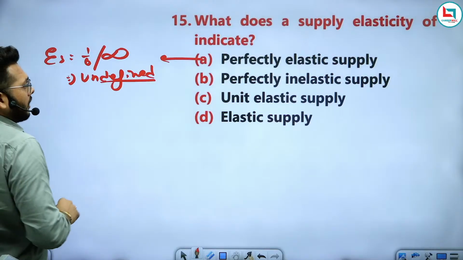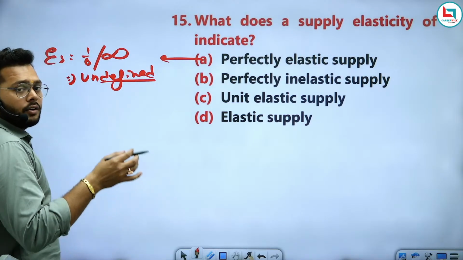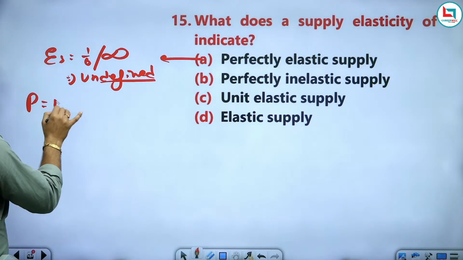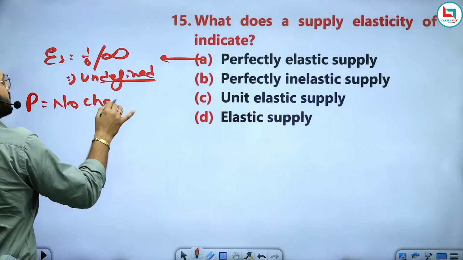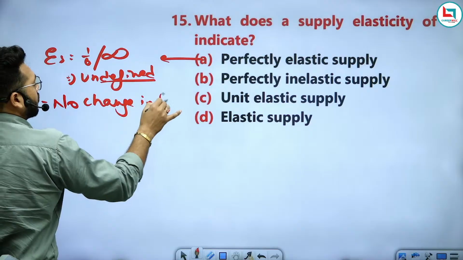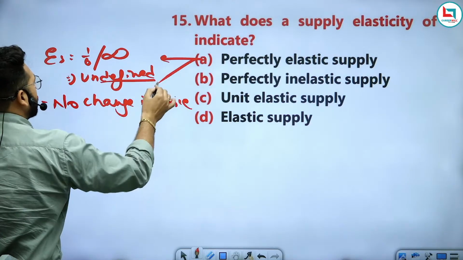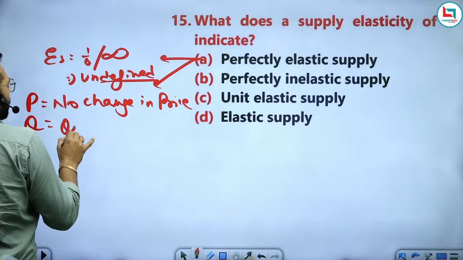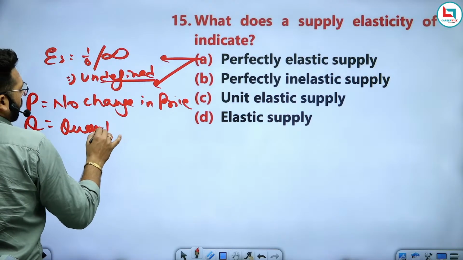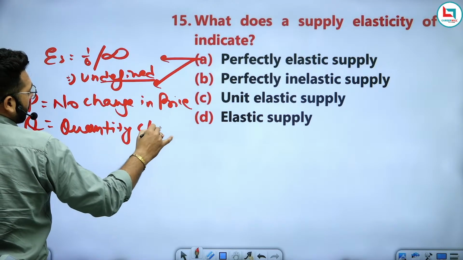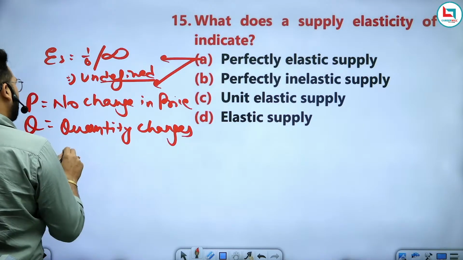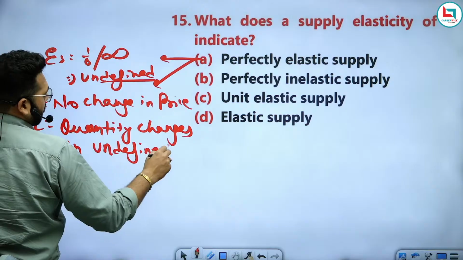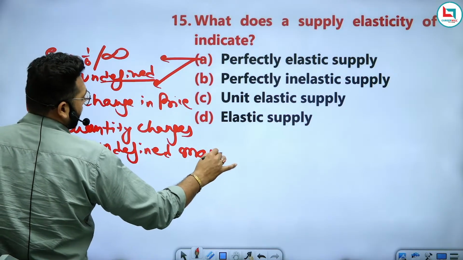Undefined means what? When there is a constant price, no change in price. This is a situation of no change in price, but quantity changes in an undefined manner.